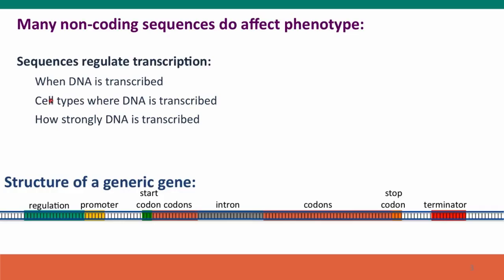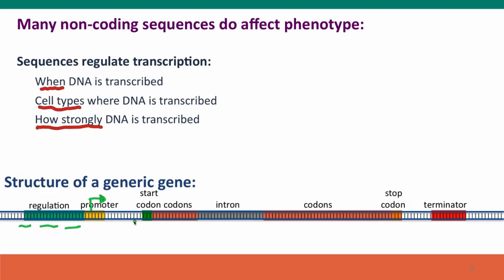Sequences can affect when the DNA is transcribed, what cell types the gene is transcribed in, and how strongly the DNA is transcribed. For instance, the sequence of the promoter determines, once transcription has been activated, how strongly RNA polymerase is going to bind there and initiate transcription. Mutations that affect the promoter will change that. There are many regulatory sequences, mostly in front of genes, and changes to any of these can affect when or the cell types or how strongly the gene is transcribed.